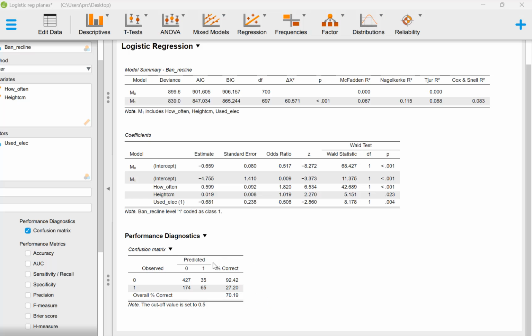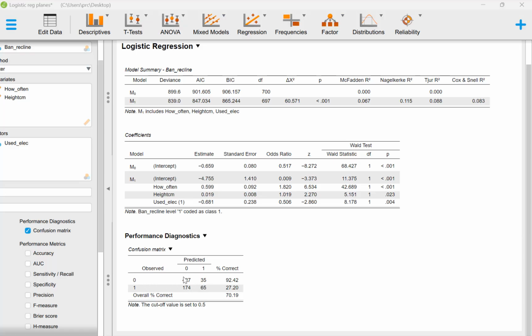So basically what this tells us is we've got the observed column, which is whether people in the data wanted to ban recline or not, and this is what our model predicted, whether they wanted to ban recline or not. The percentage correct our model gets is 70.19%. So it correctly classifies just over 70% of our participants. And we can look at these values here.